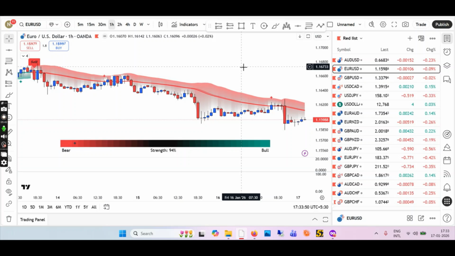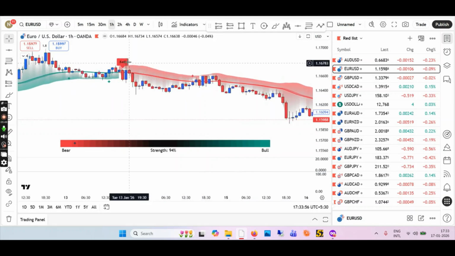So we got this, and let's see what we have. Strength 94, which means we are good to go. Now how do we trade this? We got a sell signal. Let's enter here. Bad, very bad. Not that. Okay, not like that.